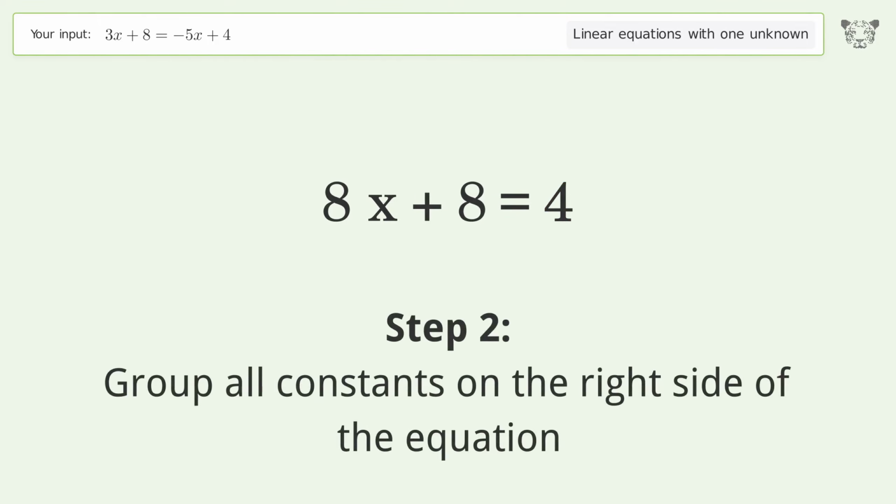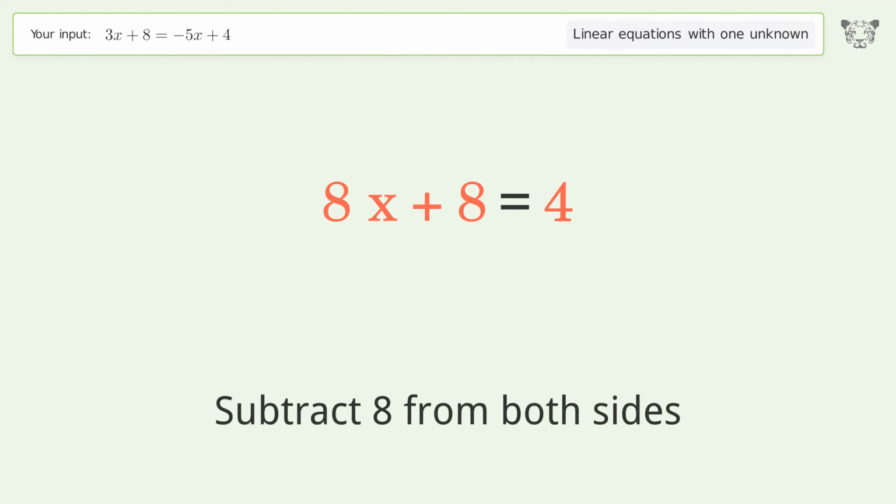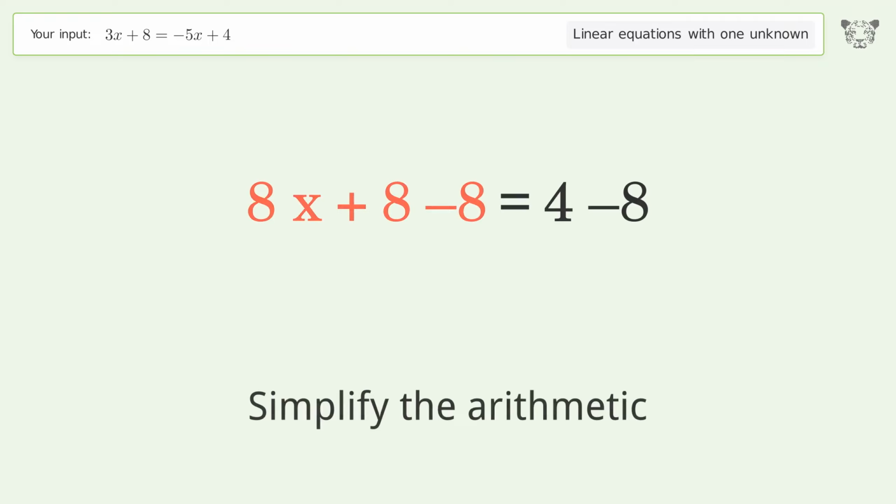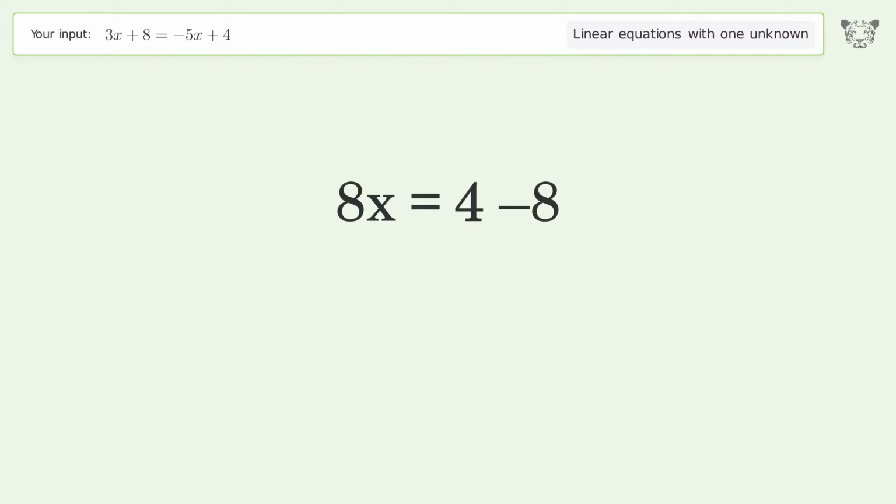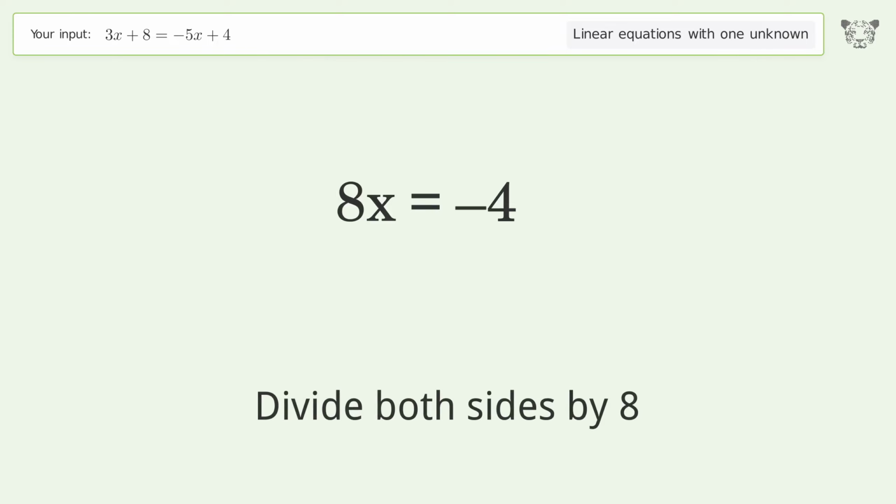Group all constants on the right side of the equation. Subtract 8 from both sides. Simplify the arithmetic. Isolate the x. Divide both sides by 8.